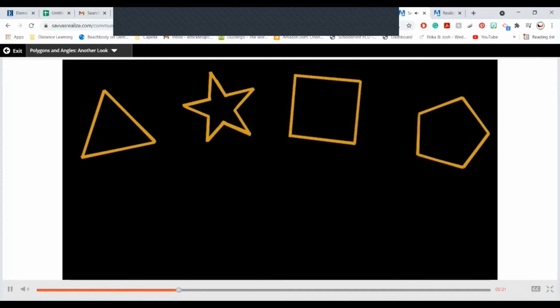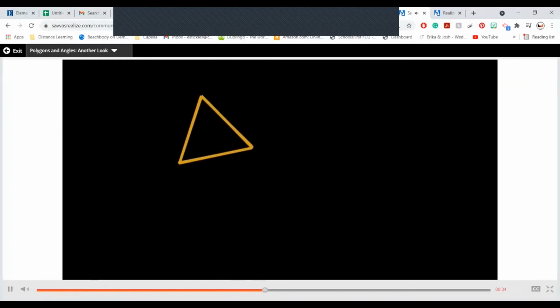Polygons are not open and do not have curves. So this shape and this shape aren't polygons at all. All polygons have angles too. This triangle has 3 angles, and this square has 4 angles. What do you notice? Right, polygons have the same number of angles as sides and vertices.